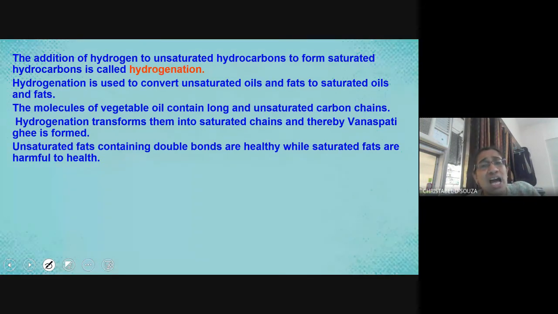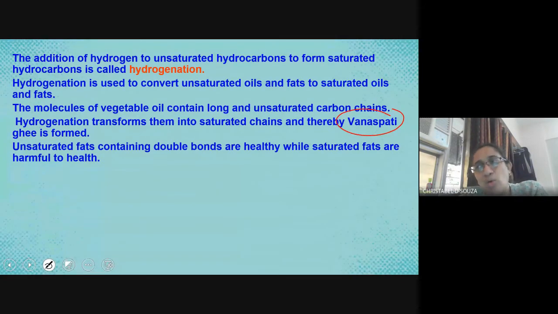Hydrogenation is used to convert unsaturated oils and fats to saturated oils and fats. Now, the molecules of vegetable oil contain long unsaturated carbon chains, right? And when you add hydrogen to them, they get transformed into saturated chains. That's how you form vanaspati ghee, the vegetable ghee which is formed from plant products. Unsaturated fats containing double bonds are healthy, while saturated fats are harmful to health. That is why it is better to eat cow's ghee than vanaspati ghee.